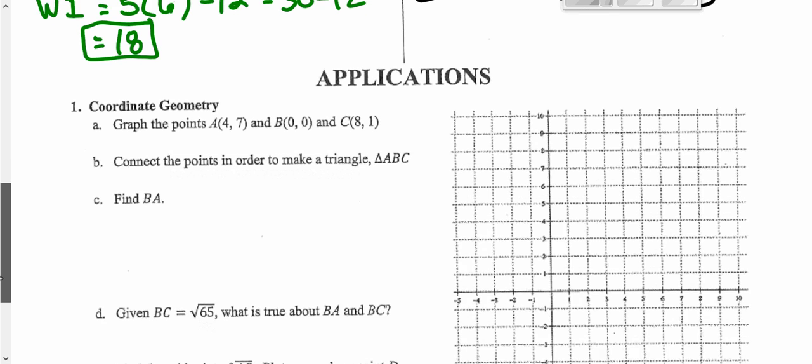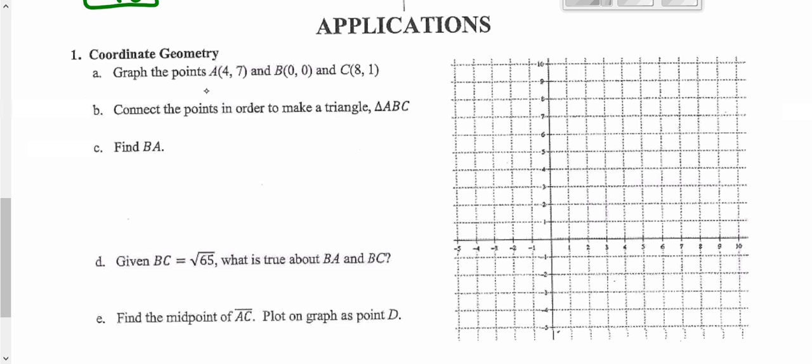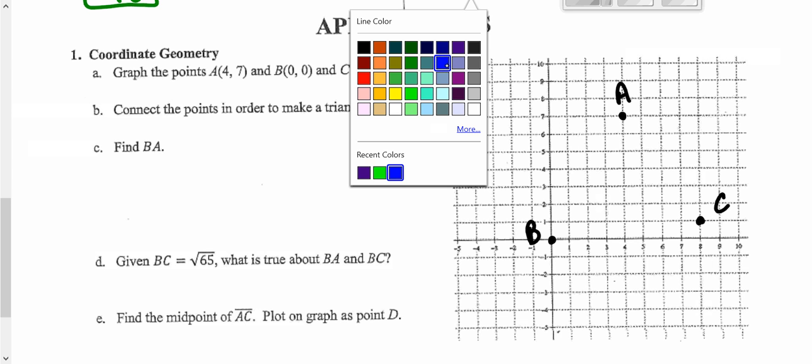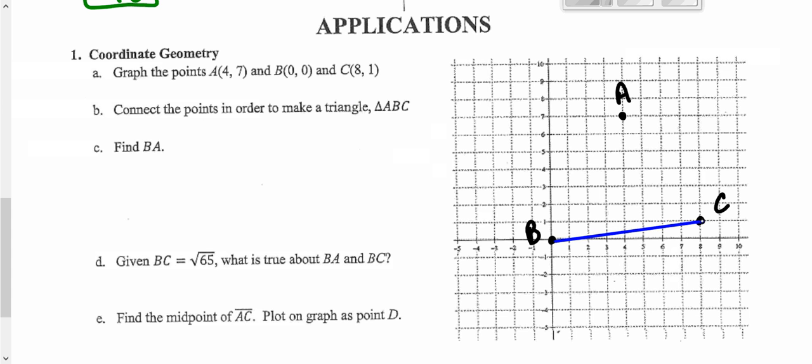This is an application problem, kind of brings everything together. It says to graph the points 4, 7. So there's that. We'll label that A. We've got B, which is 0, 0. And finally C, which is 8, 1. It says to connect the points in order to make a triangle ABC. Okay, let's go ahead and do that. All right, there's our triangle ABC.